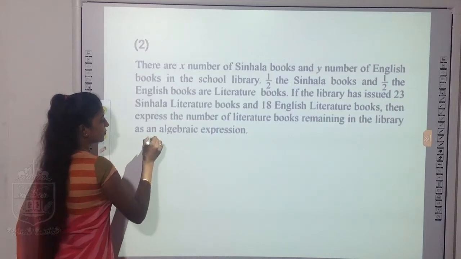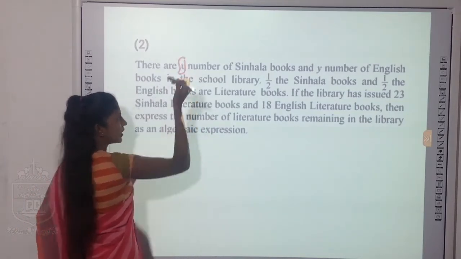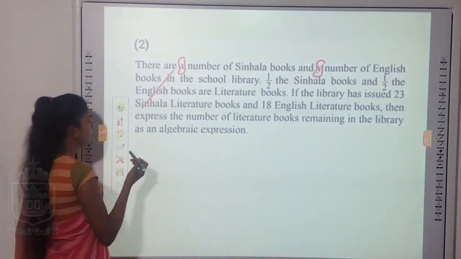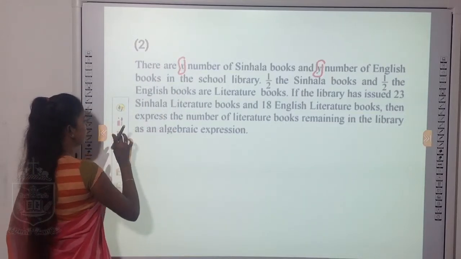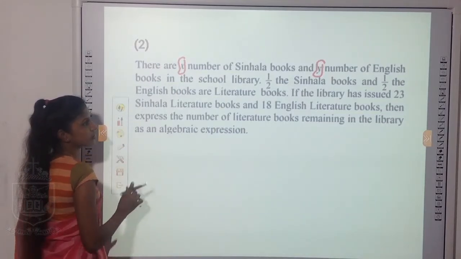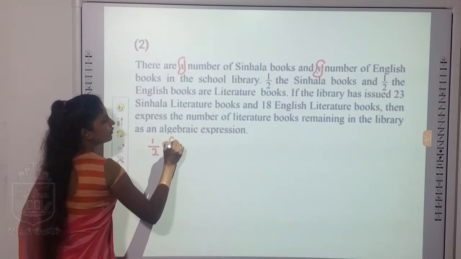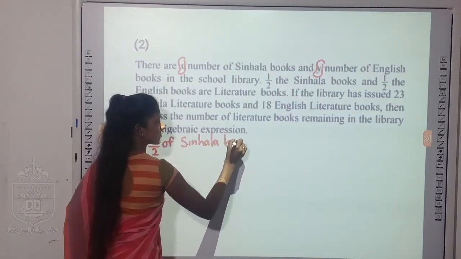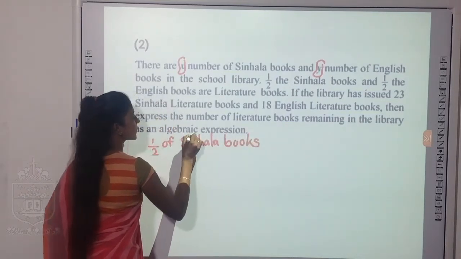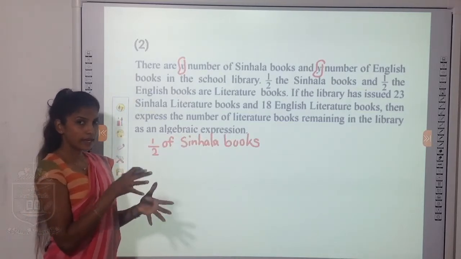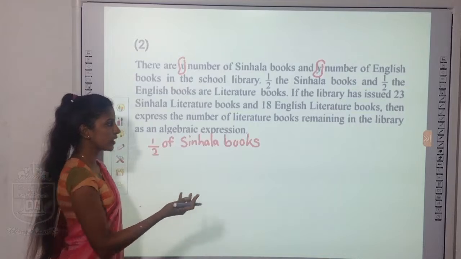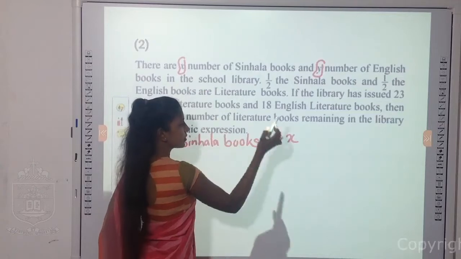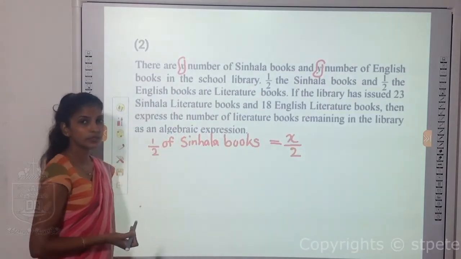Half Sinhala books. There are x number of Sinhala books and y number of English books. So I'm going to show you half of that amount, half of Sinhala books. If the total number of books is x, half of that will be how much? x over 2.